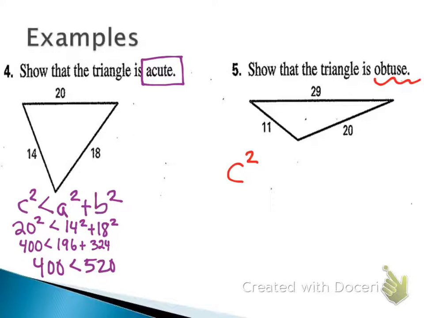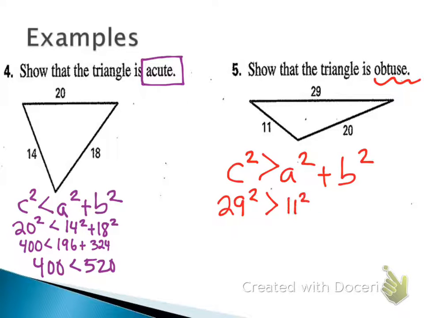I know it's obtuse. Greater than A squared plus B squared. So again, when they tell you what the end game is, just start with that setup. And that's right from the table that you wrote down at the beginning of class. What needs to be the C? 29. So I'm going to say that 29 squared is greater than 11 squared plus 20 squared.